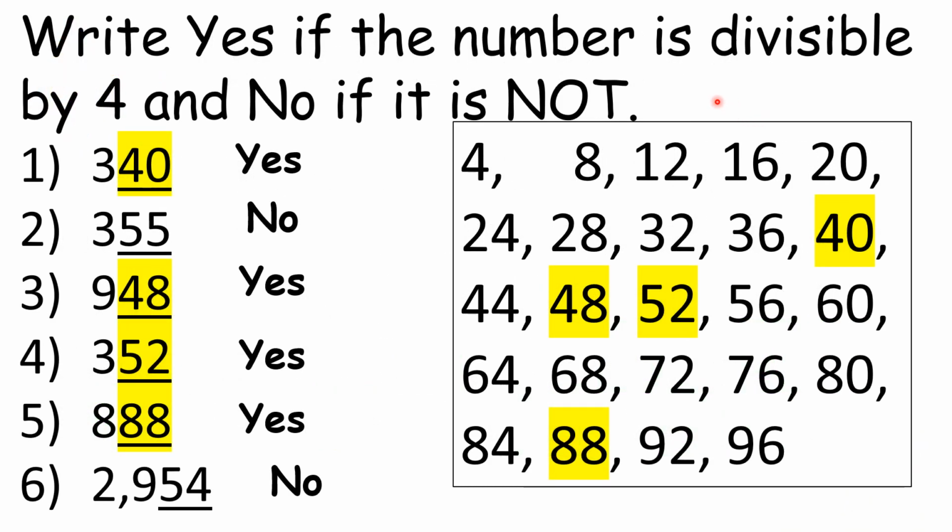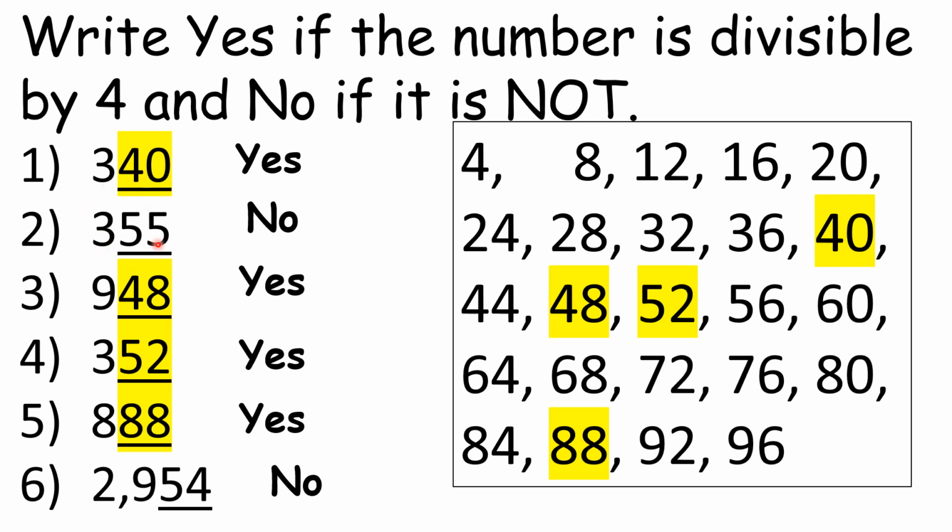Let's have other examples. Let us study why some of these numbers are divisible by 4 and why some are not. In this box are the two-digit multiples of 4 that you need to memorize to help you tell if a number is divisible by 4. Number 1, 340. This is divisible by 4 because the last two digits are 40, which is a multiple of 4.